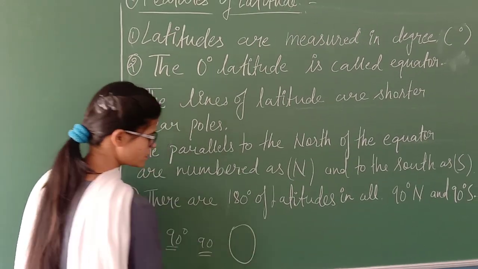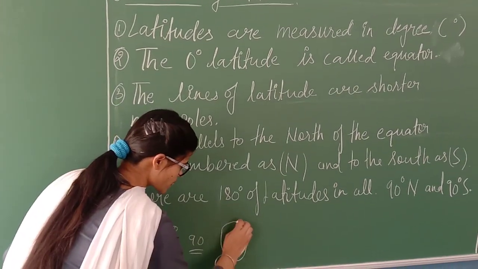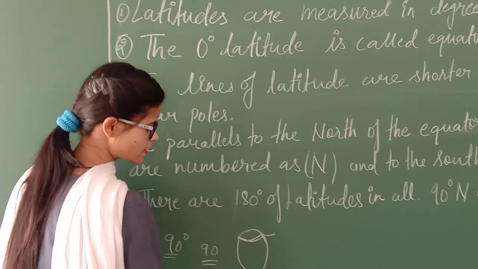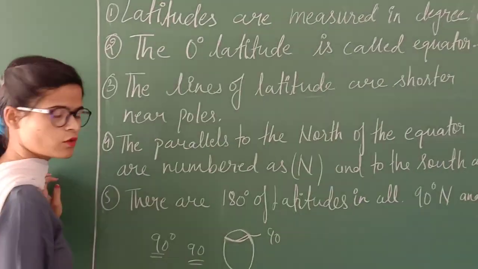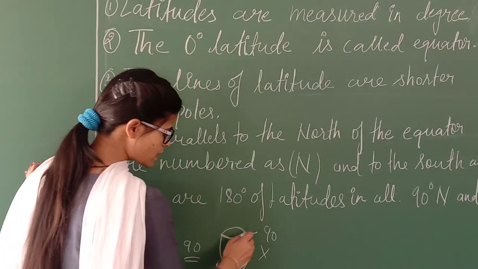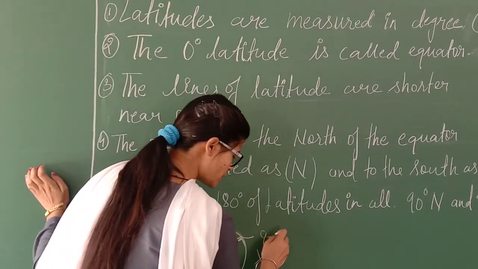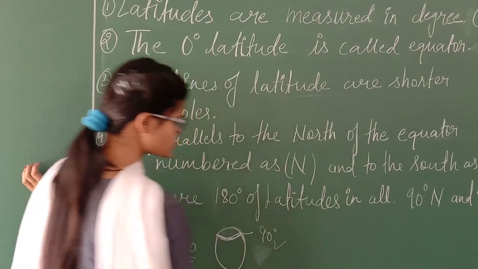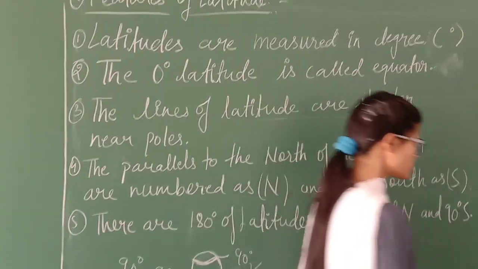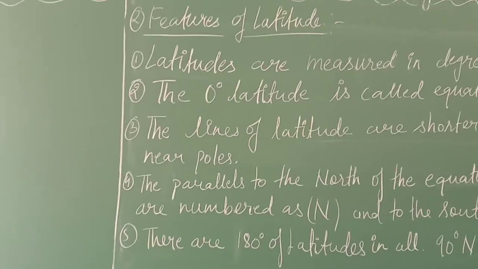Suppose that this is the earth. We will not say that this latitude is at the angle of 90. No, this is wrong. We will say this latitude is at the angle of 90 degree. This is the right way to explain about this degree.